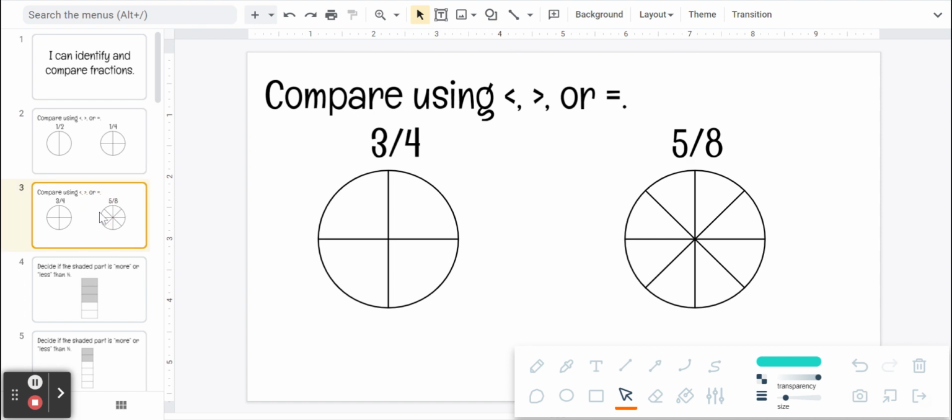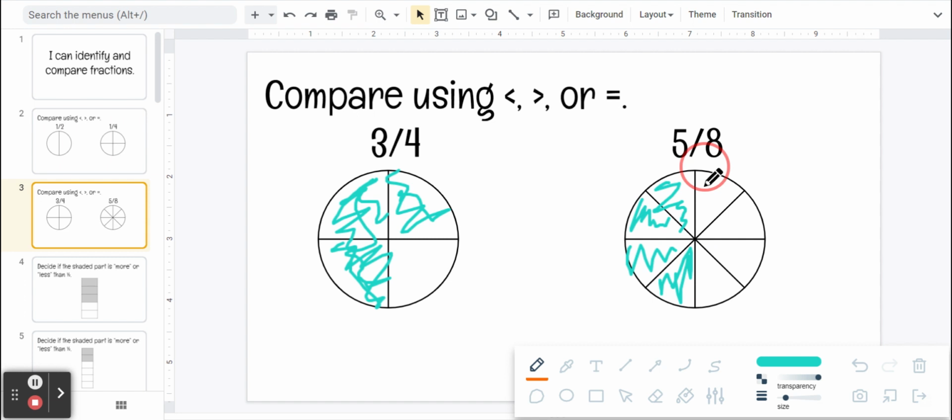All right, let's look at another one. This time we're going to compare 3/4 and 5/8. So 3/4 means I have 4 equal pieces and I'm going to shade in 3 of them. 1, 2, 3, and pardon my sloppiness. And then for this one here, we have 8 equal pieces and we're going to shade in 5 of them. 1, 2, 3, 4, 5.